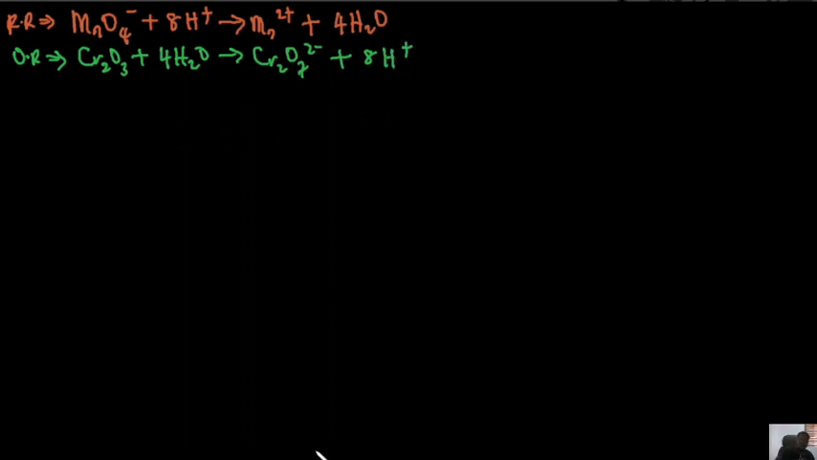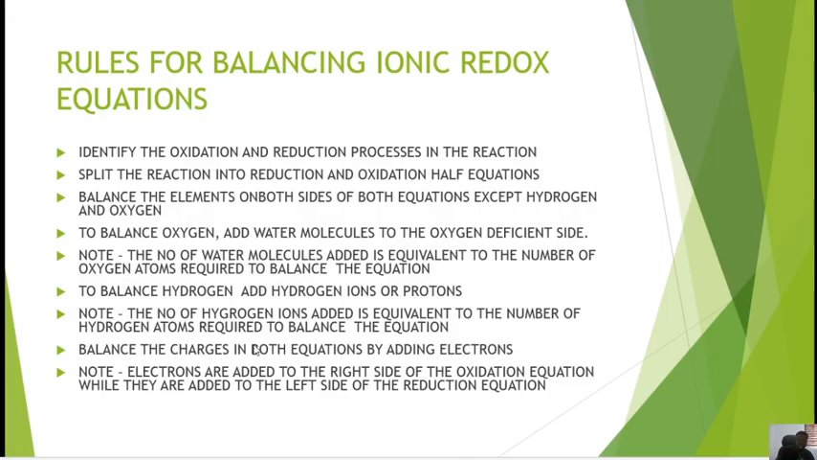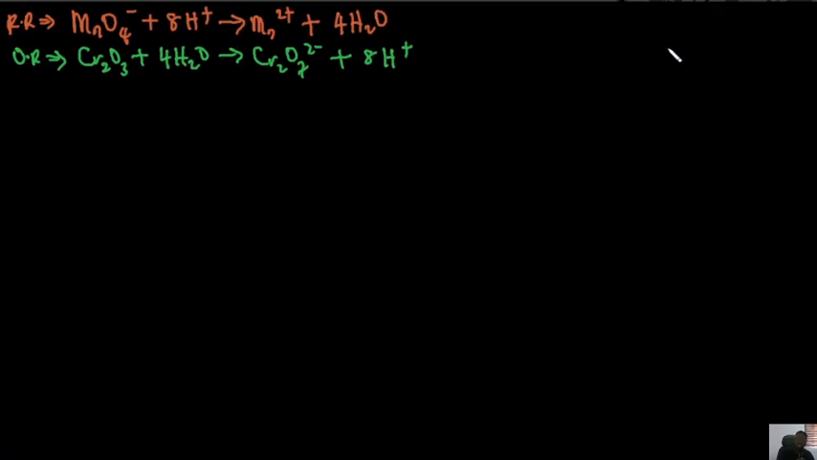Now, applying the rule, let's read it together. Balance the charges in both equations by adding electrons. Note, electrons are added to the right side of the oxidation. So when we are adding electrons, we add to the right side, while they are added to the left side of the reduction. So let's do that. This is the reduction reaction. We are asked to add to the left side. So the equation is going to be written like this.